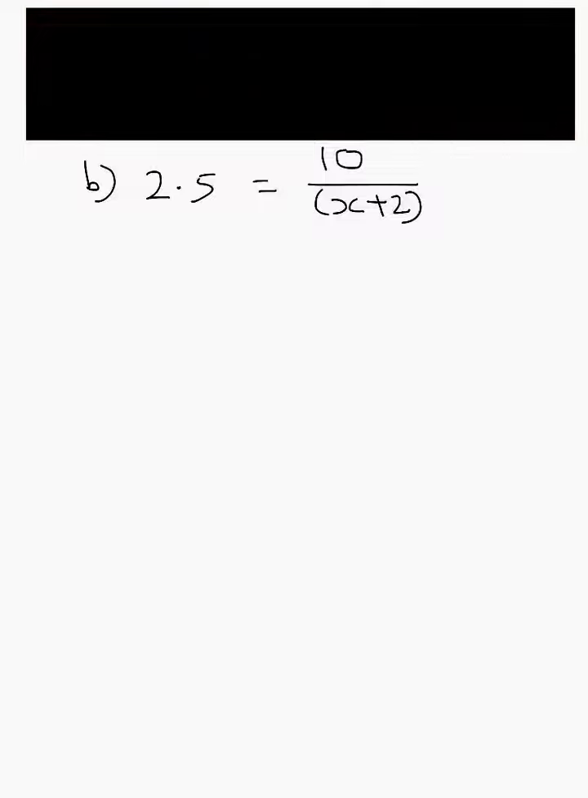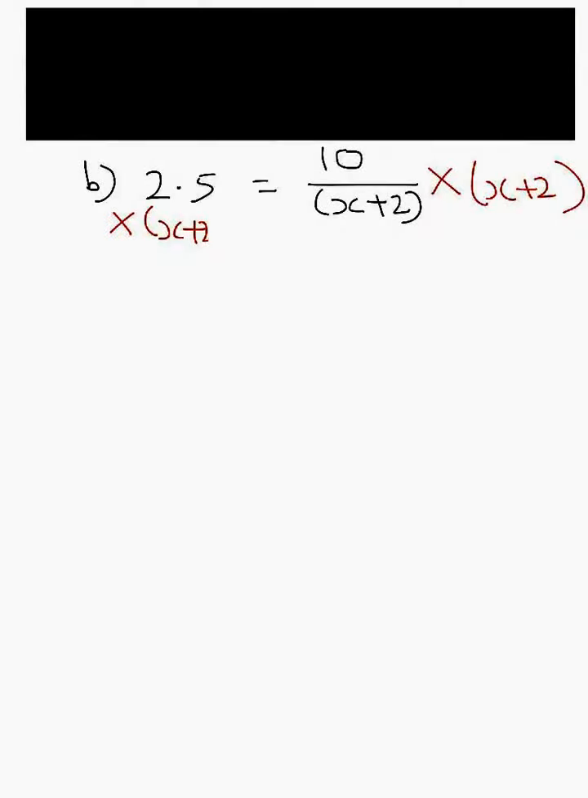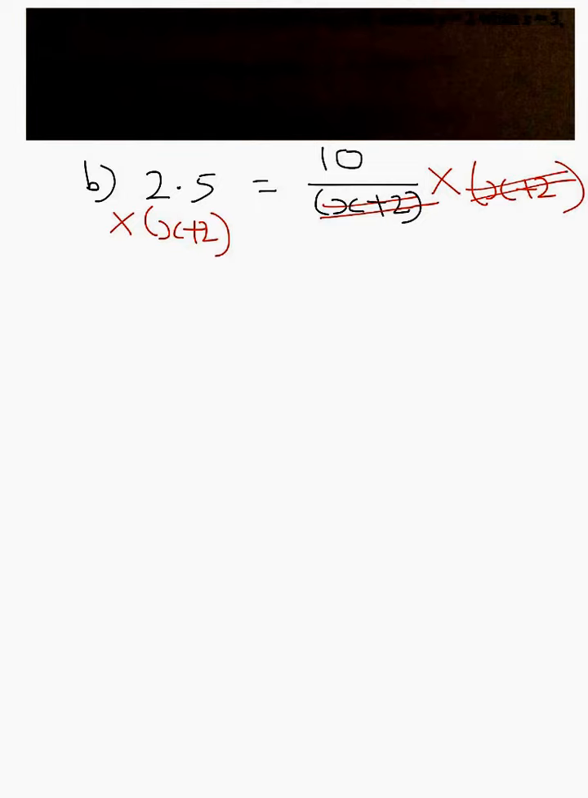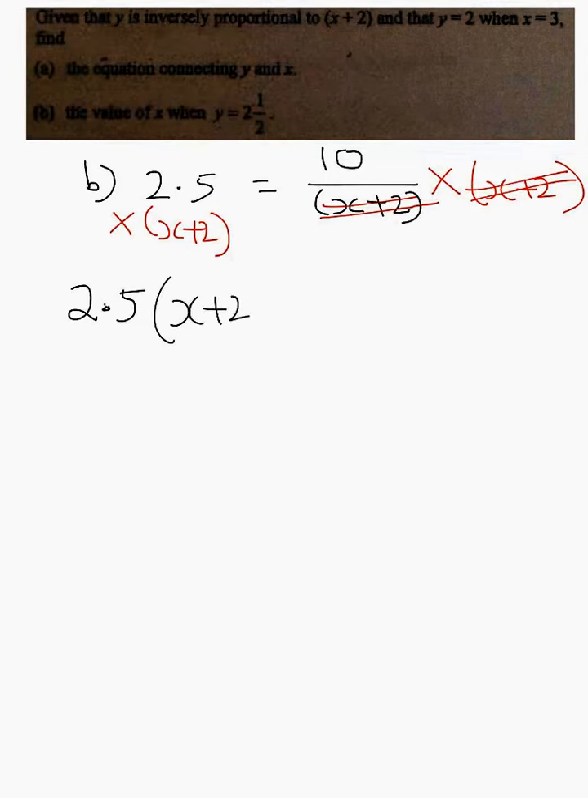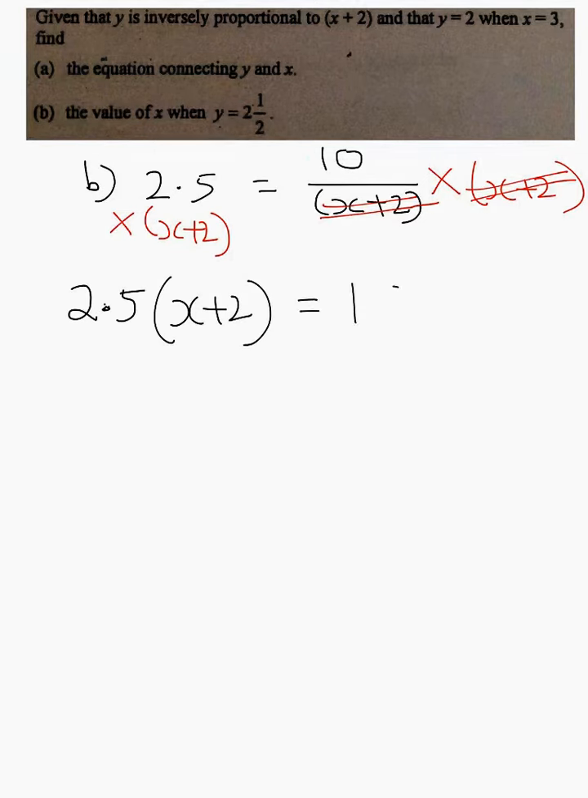So in the previous slide, we see that after you sub 2.5 as y, you have to solve for x in this case. So how do you solve for x? Same thing, you multiply by the denominator on both sides, so that you can again cancel off the denominator. Now on the left hand side, it becomes 2.5 multiplied by x plus 2 gives you 10.